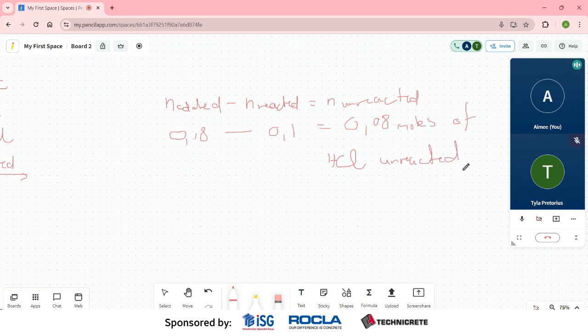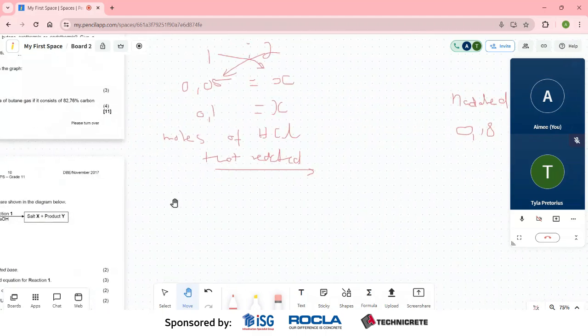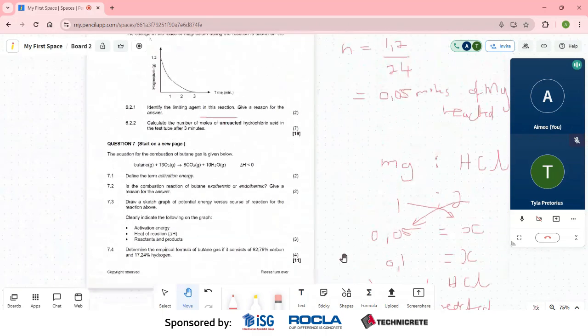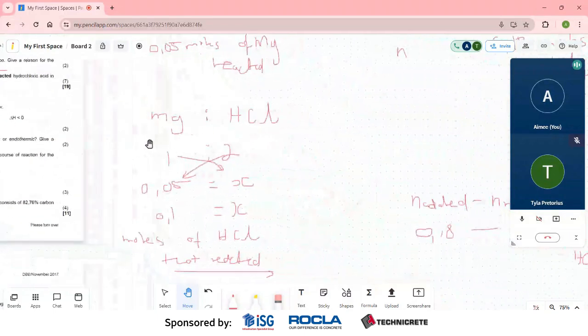And that's your answer to 6.2.2. 0.08 moles of HCl were unreacted or were in excess and left in the tube at the end of the experiment. Okay, so that was our answer for 6.2.2. I hope that made sense.